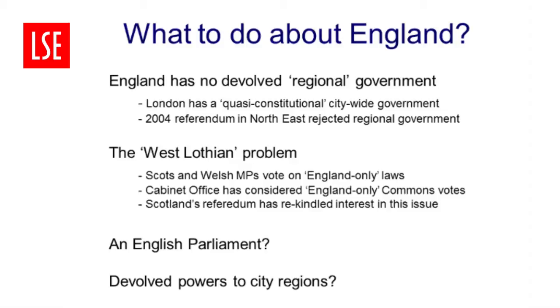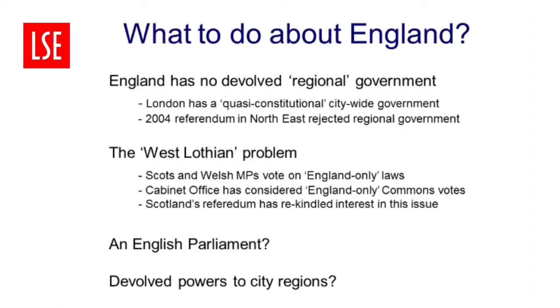So what to do about England? England has no devolved or regional government, for the reasons I explained a moment ago. There was a referendum about the possibility in the northeast, but it was rejected, and that meant the then Labour government simply abandoned going any further.